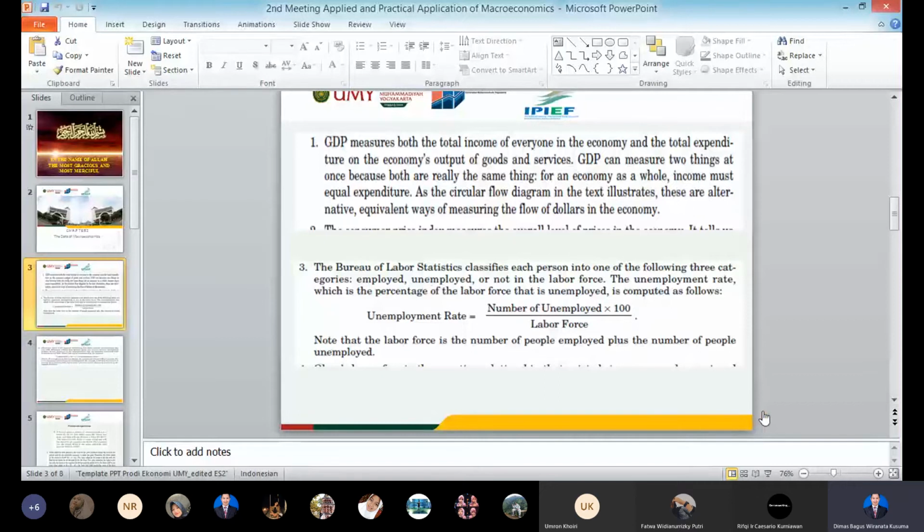Okay, the next one. I want to hear Demas, please. Demas, could you please read number 3? The Bureau of Labor Statistics classifies each person into one of the following three categories: employed, unemployed, or not in the labor force. The unemployment rate, which is the percentage of the labor force that is unemployed, is computed as follows: unemployment rate equals number of unemployed times 100 over labor force. Note that the labor force is the number of people employed plus the number of people unemployed. Okay, this is just recalling the previous discussions.